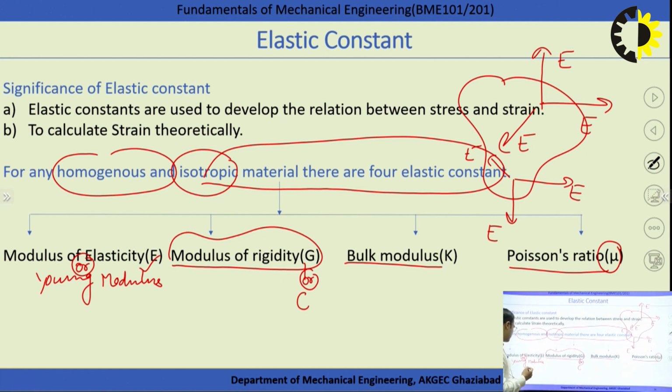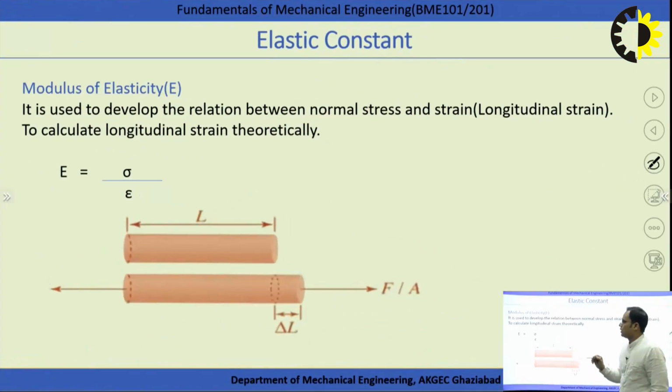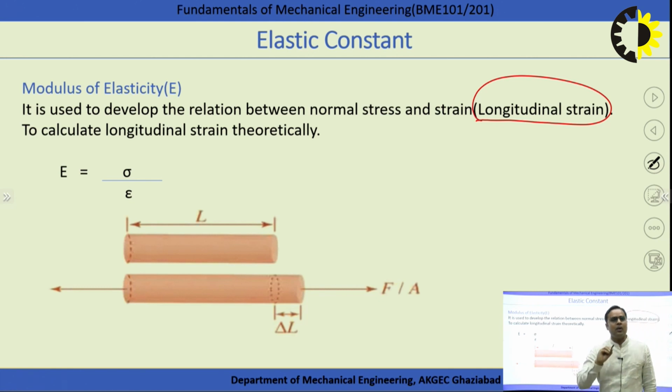First we are interested in modulus of elasticity. Modulus of elasticity is generally used to develop the relation between normal stress and normal strain. Which normal strain? Basically it is used to calculate the longitudinal strain, right? If we are interested in calculating longitudinal strain theoretically, which constant do we have to use? Modulus of elasticity, also known as the Young modulus, right?